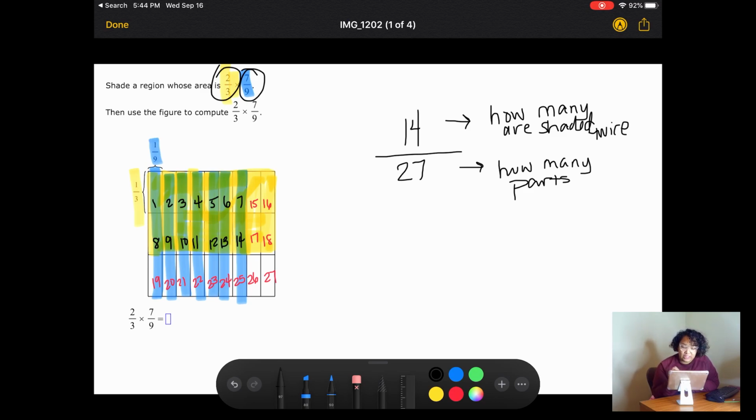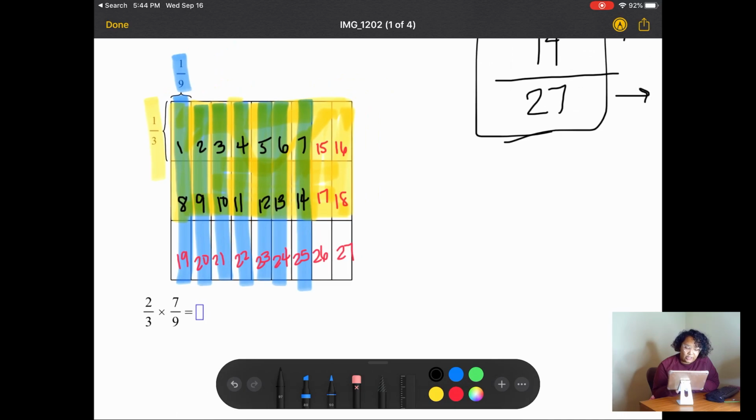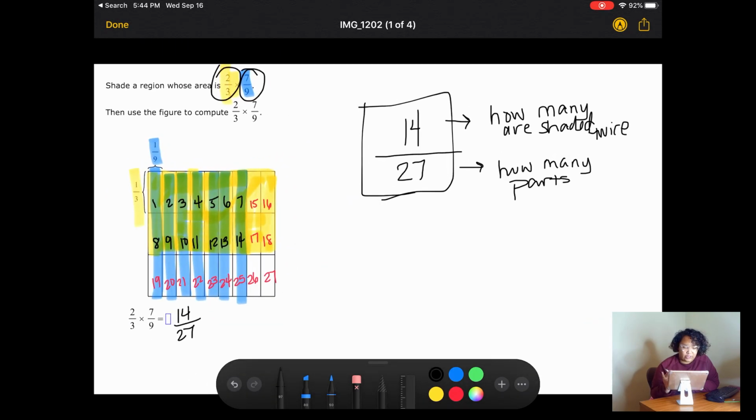Anyway, so this is your answer. If you were just going to go in here, you would say my answer is 14 over 27. And that is all you have to do. So this is an additional way for students or for people that really need to see and count it out as to how to multiply a fraction by using an area model.